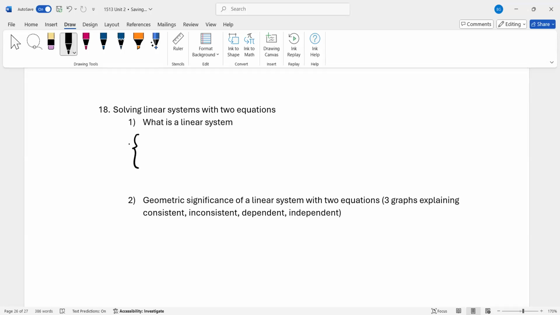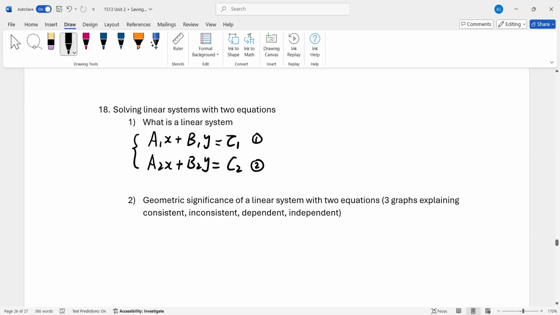Just to let you know. So the first equation is a sub 1 x plus b sub 1 y equals c sub 1. And the second equation is a sub 2 x plus b sub 2 y equals c sub 2. I also like to label this as the first equation, this as the second equation. This is a system of two equations.